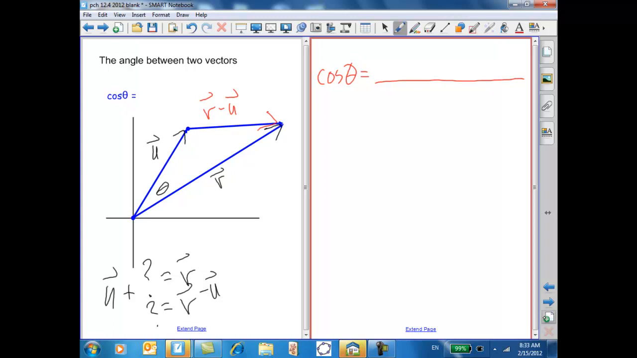So this will be vector u's magnitude squared, because we're not going to use the whole vector, we just need the magnitude. We just need the length of that side. Plus vector v's magnitude squared. Minus the magnitude of v minus u squared. Over 2, magnitude of u, magnitude of v, not squared, because you multiply them. Okay. Now I think there's going to be some stuff we can expand out in here.